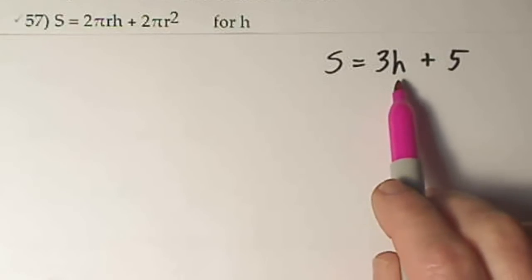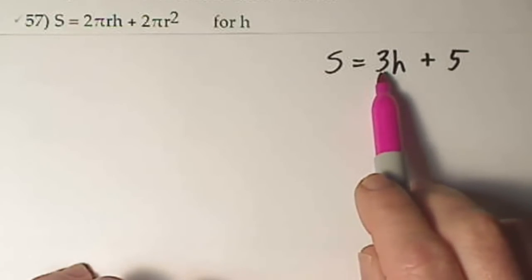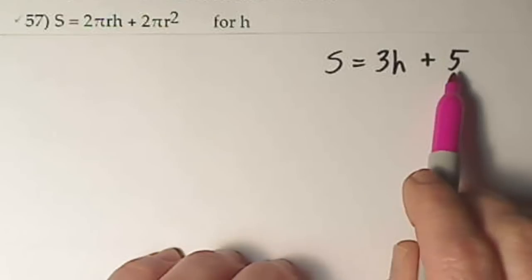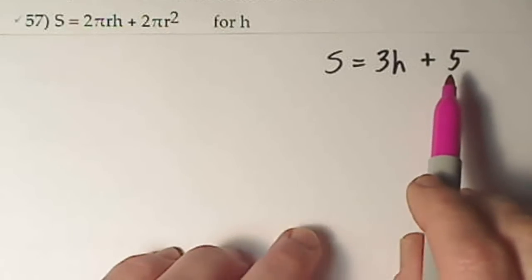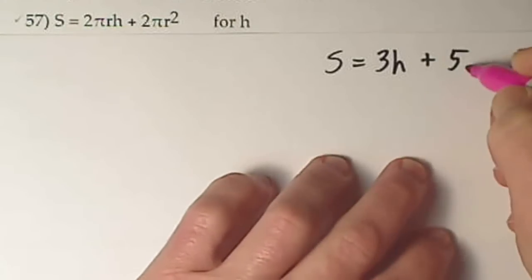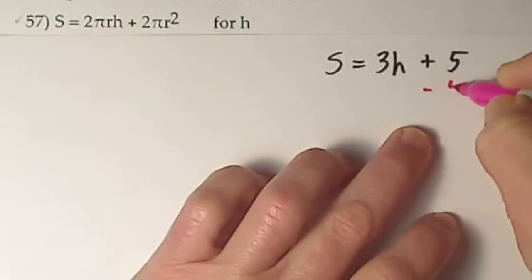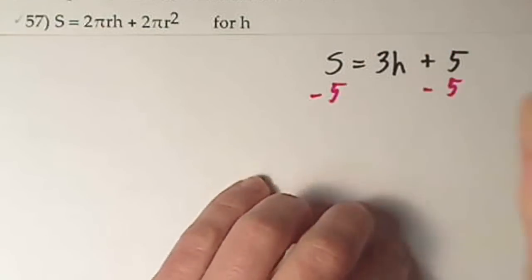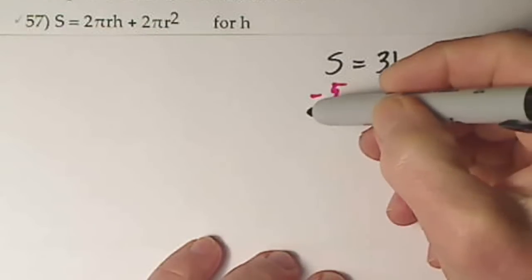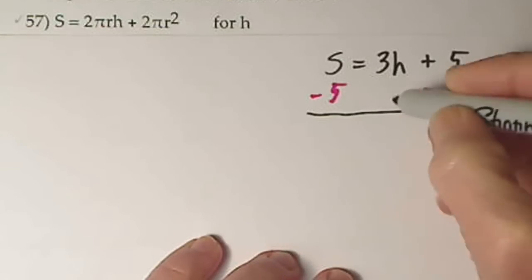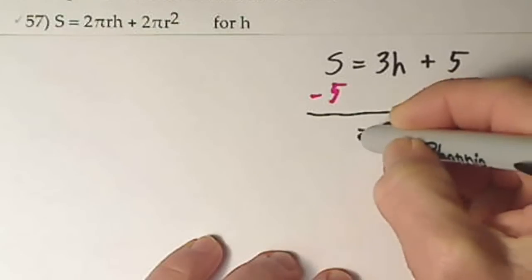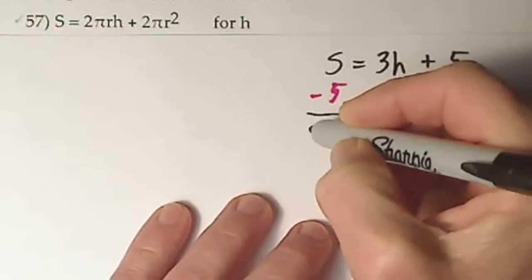If I wanted to solve for h, I have something being multiplied, the 3. I have something being added, the 5. In algebra, in general, not always, but in general, it's easiest to get rid of something that's being added or subtracted first. So to get rid of this 5, we'll just say minus 5 and minus 5. Then I just draw a line here, bring everything down. 3h, that's 0, I don't have to write it.